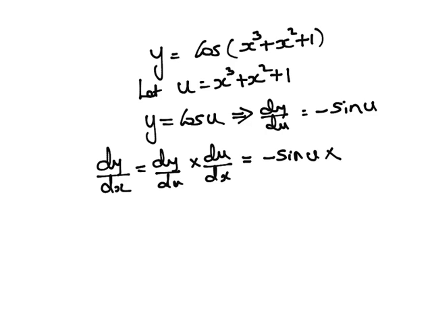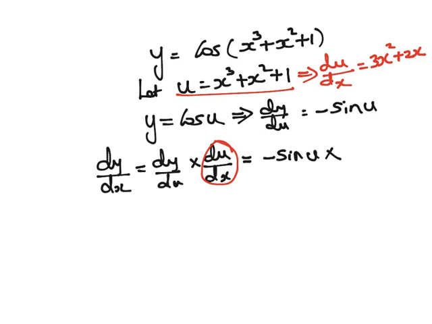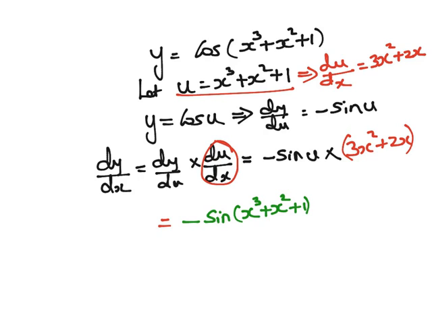multiplied with, I need to find du by dx now, so I'll use this. So du by dx equals 3x squared plus 2x plus 0. Okay, so I get 3x squared plus 2x in brackets. So the final answer is minus sine of x cubed plus x squared plus 1 multiplied with 3x squared plus 2x. So this is the derivative of the given function. So I hope you got this same answer.